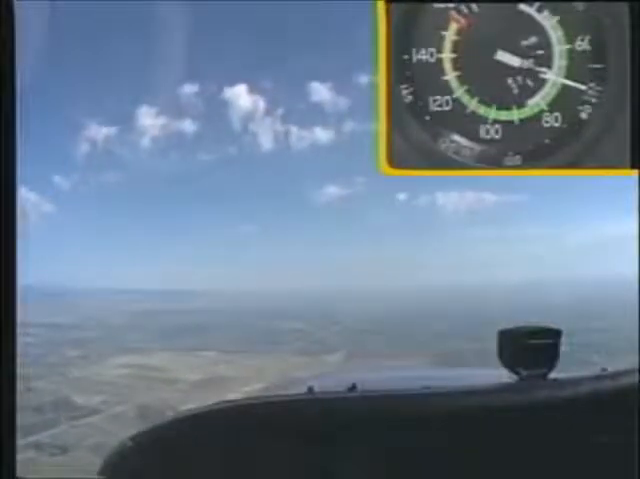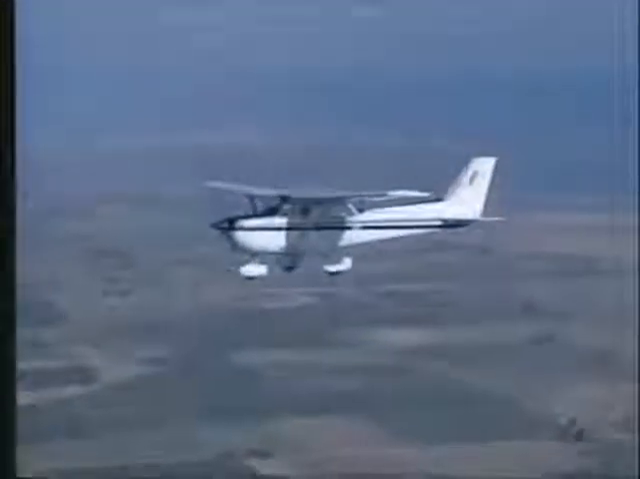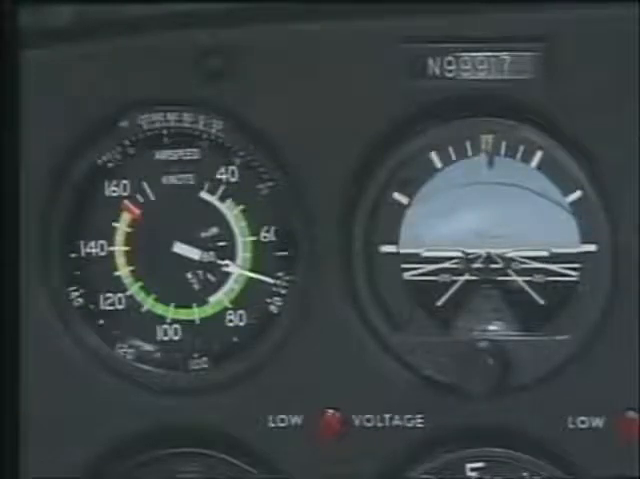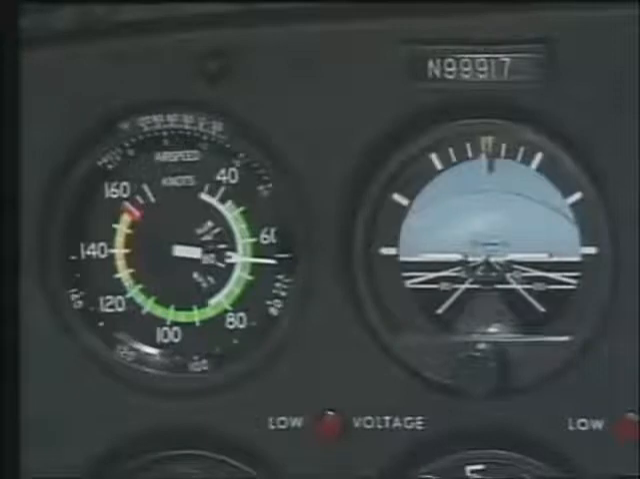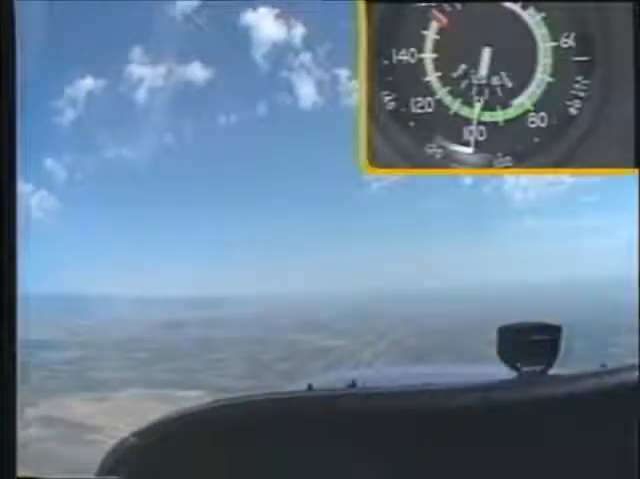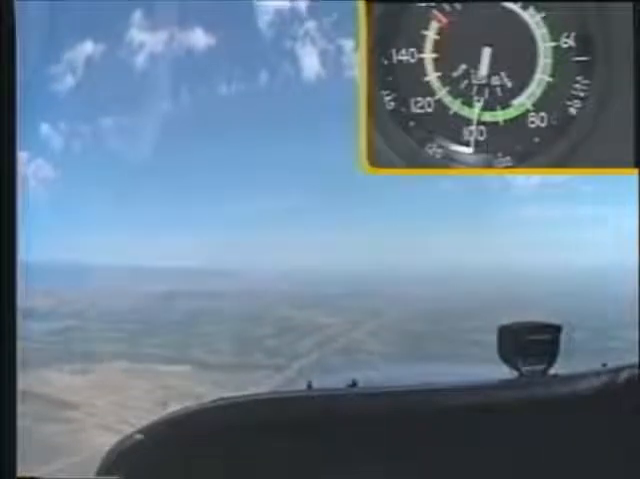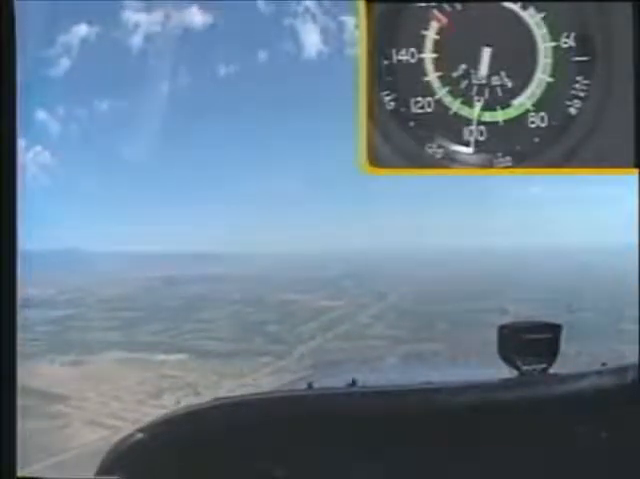The pitch attitude in this type of descent will be almost level or slightly nose down. Any change in the pitch attitude will cause a corresponding change in your airspeed. To descend at cruise airspeed, lower the nose at the same time you reduce power. As with the previous descent, maintain airspeed by adjusting the pitch attitude.